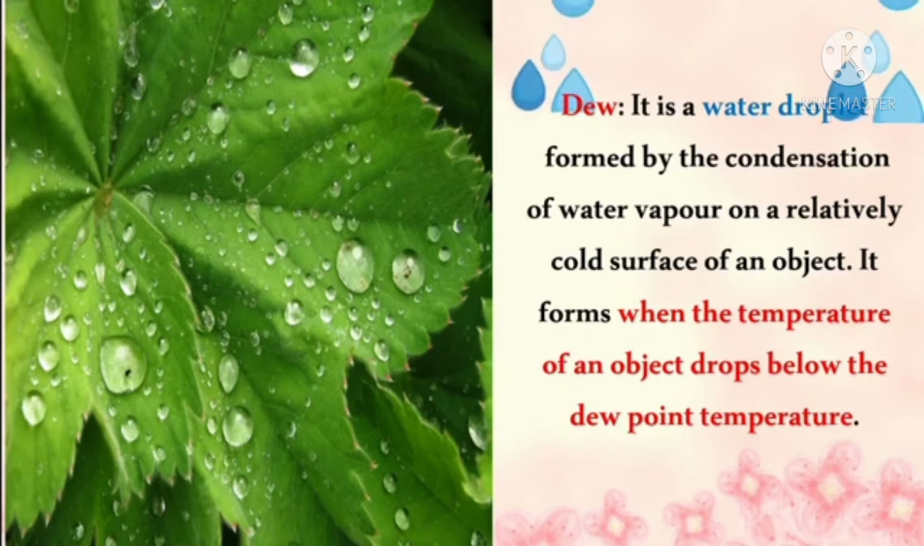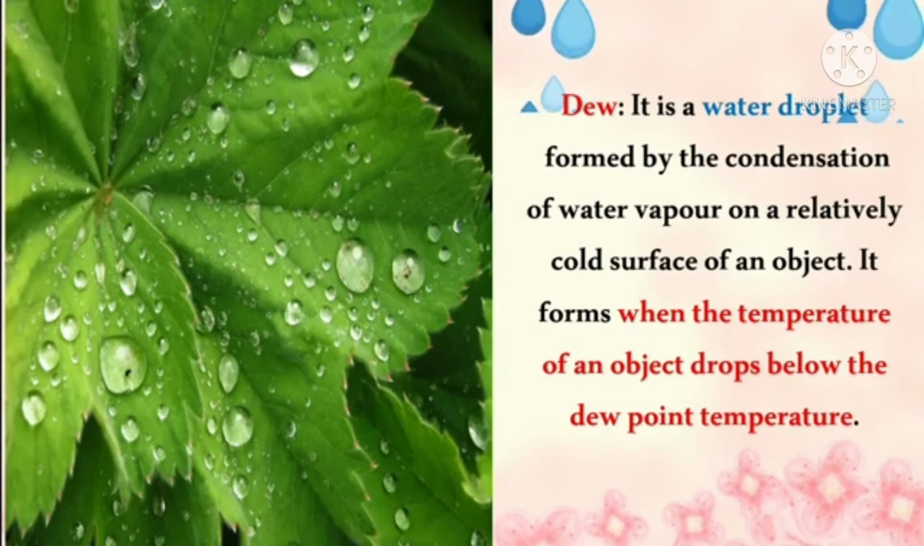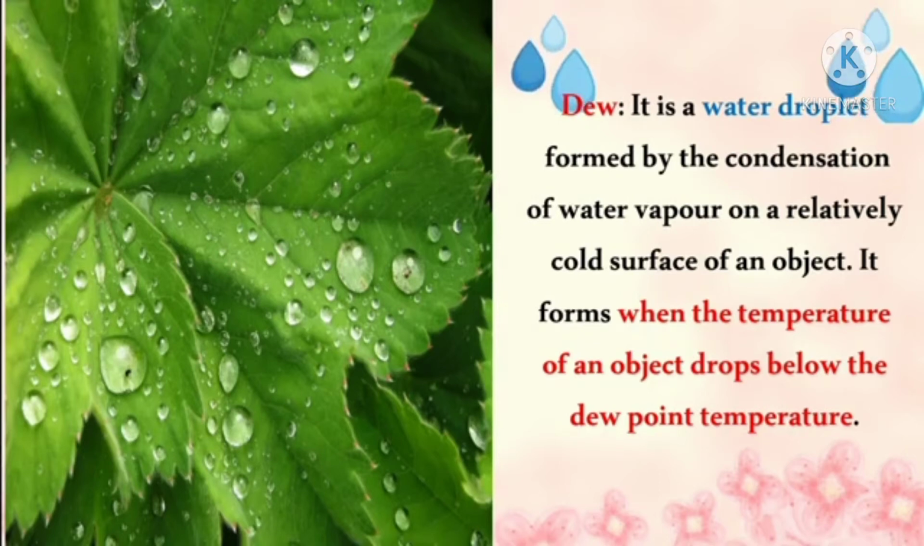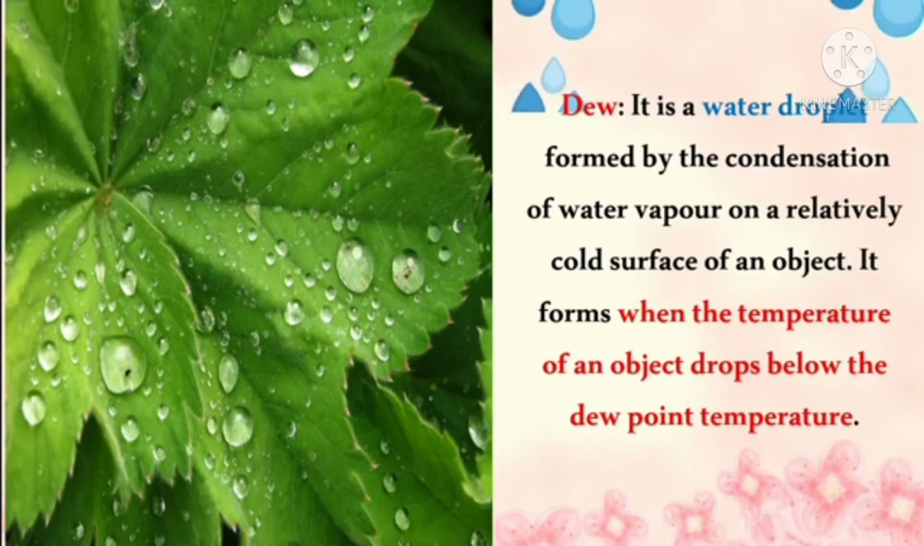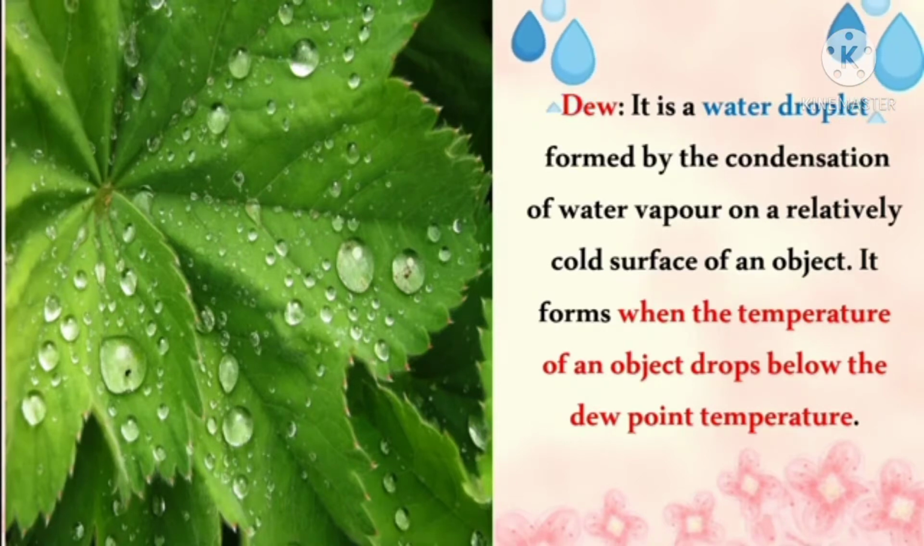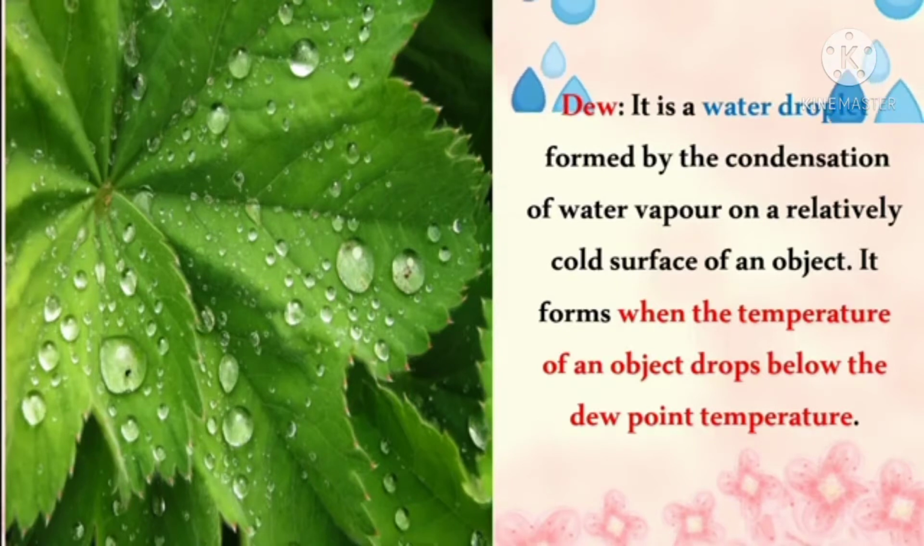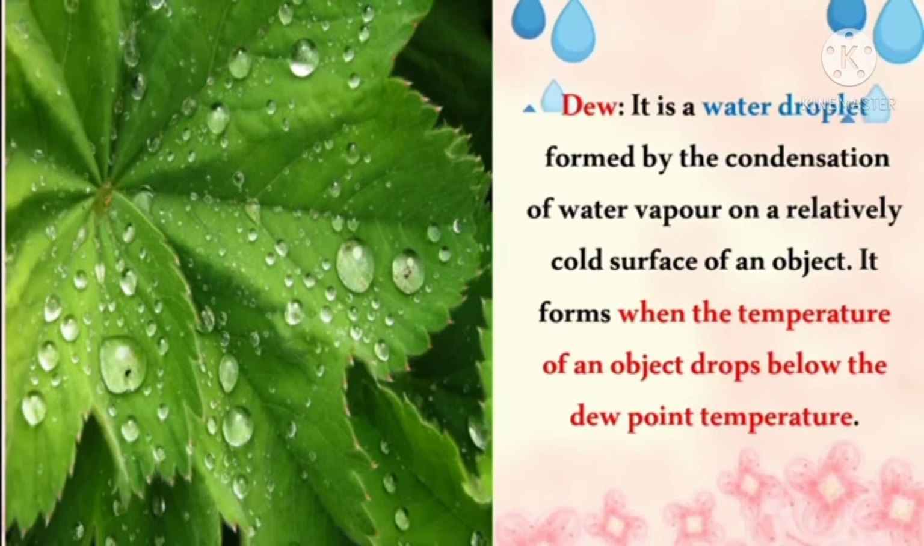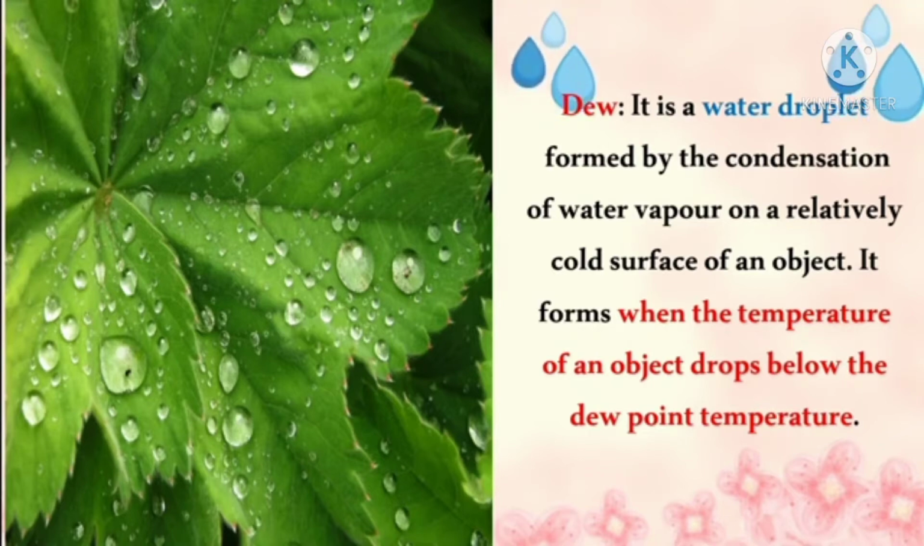Dew is water droplets formed by the condensation of water vapor on a relatively cold surface of an object. It forms when the temperature of an object drops below the dew point temperature. So condensation is nothing but cooling down. Children, you can see the water droplets on the leaves. That is what we call dew.